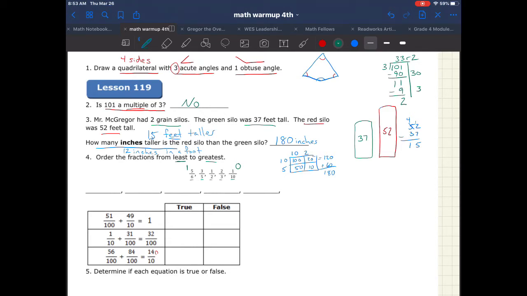I know half is the middle, but let's look at 3/5 and 2/3. 3/5, 3 is more than halfway to 5, right? And 2 is more than halfway to 3. So I think these are both more than a half, but which is more, 3/5 or 2/3? So right now I'm thinking 1/10 is the least, and 5/6 is the greatest. And I think the other two are more than a half, so I think a half goes here. But we need to compare 3/5 and 2/3.